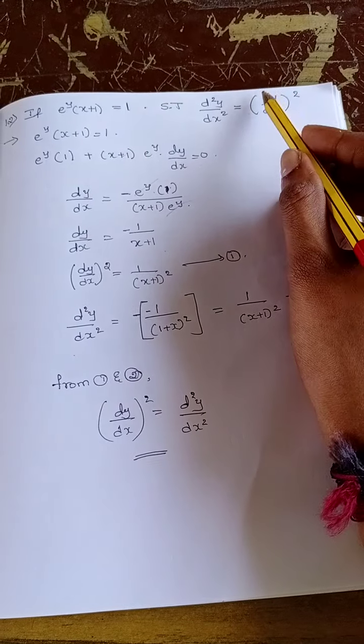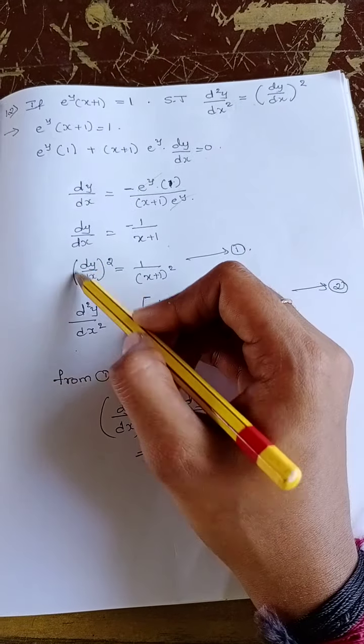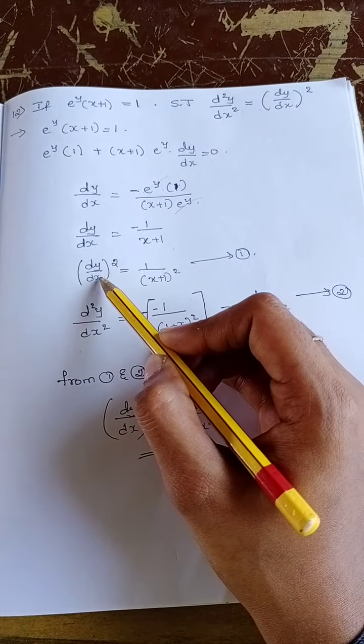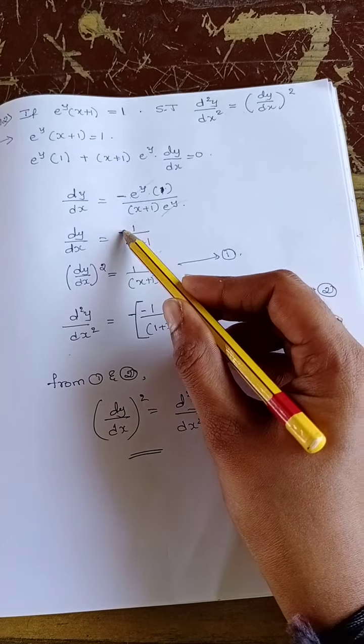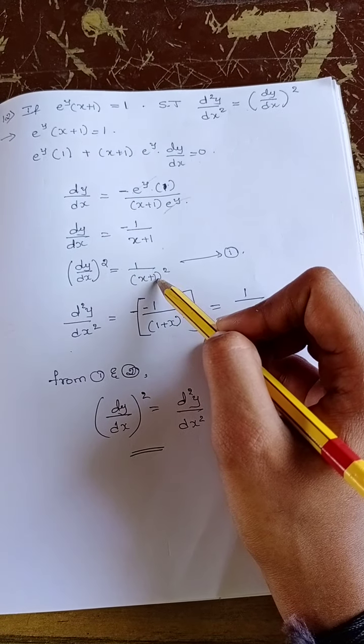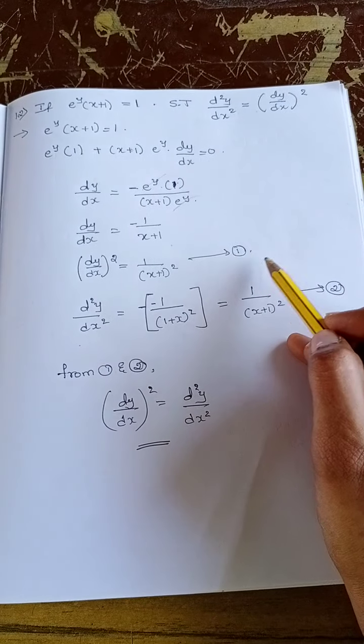We have to prove this whole square. So square on both sides. So dy by dx whole square is equal to minus square is plus 1 divided by x plus 1 whole square. Take this as equation 1.